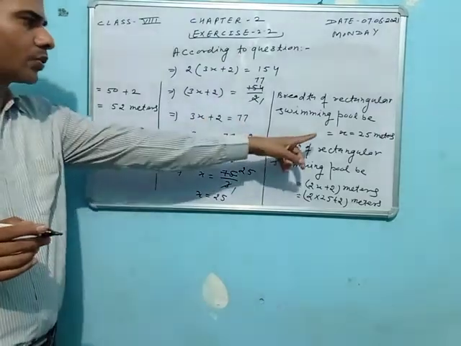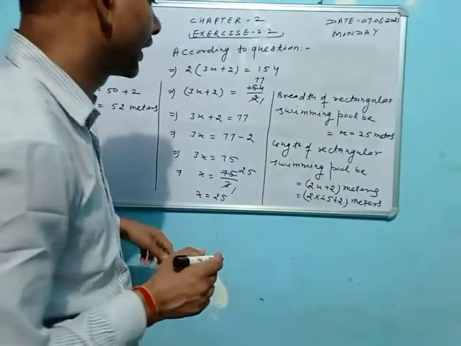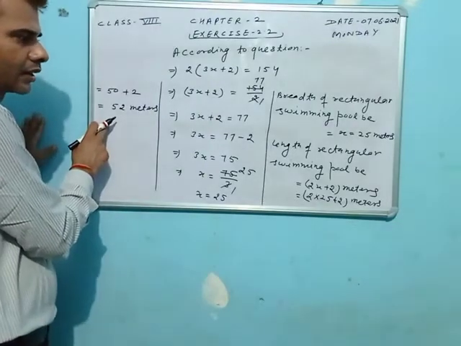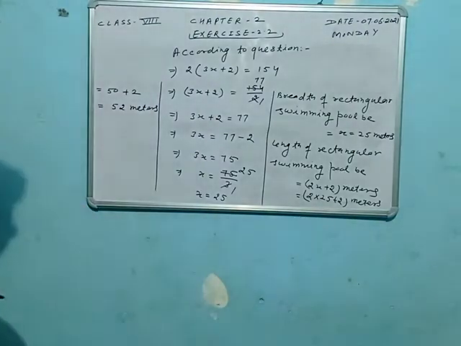Now the breadth of the swimming pool is 25 meters and the length of the swimming pool will be 52 meters. Students, please note it down.